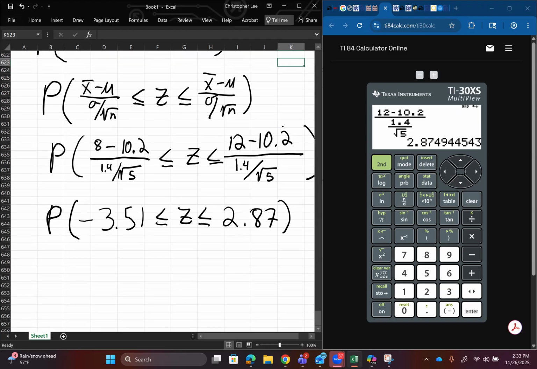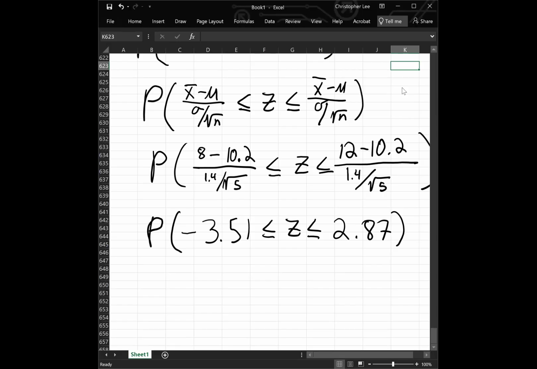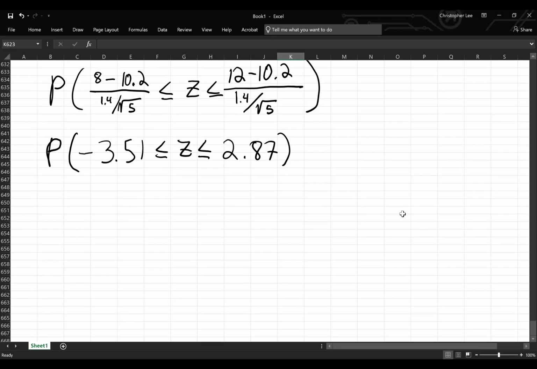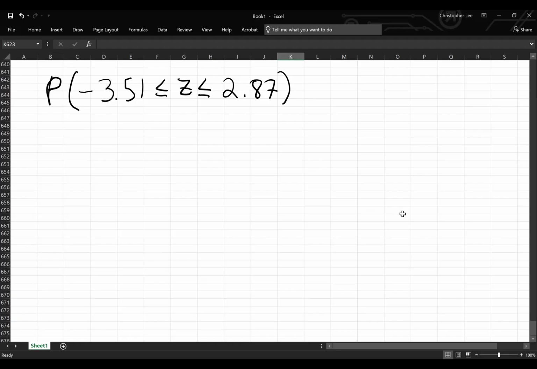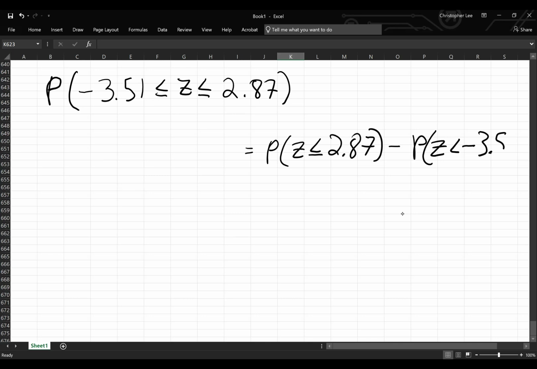All right. So let's get back to what we were doing before. So now, same story as before, though. Remember, I can't look up in between. So what am I going to do? I'm going to take the big one, which is the probability of z less than or equal to 2.87. I'm going to take that and subtract it from the little one, which is the probability of z less than negative 3.51.